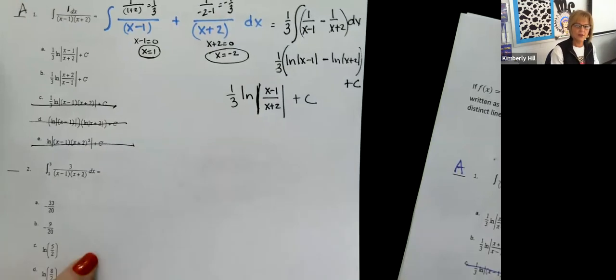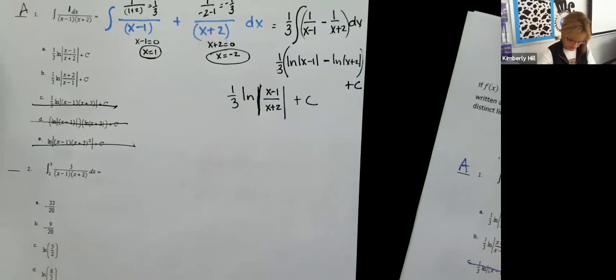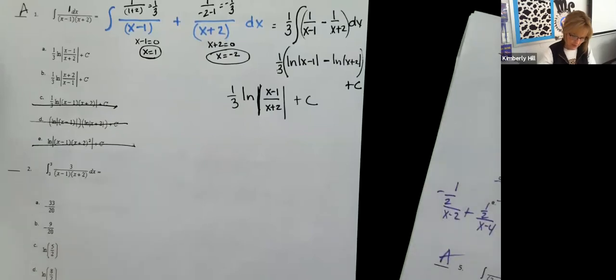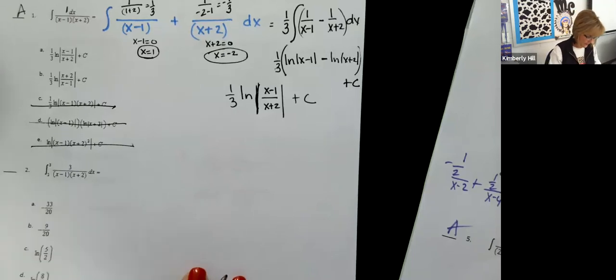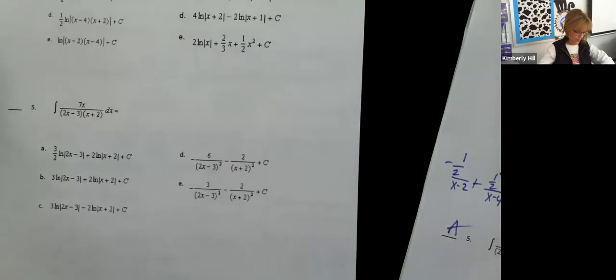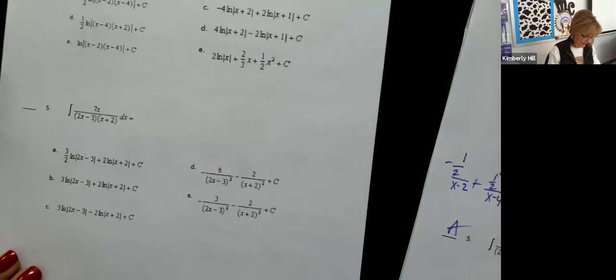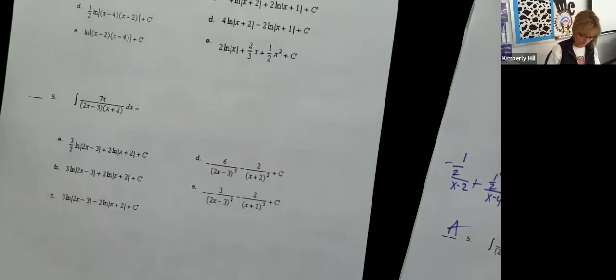Okay, let's look at one that doesn't come out quite so nice and neat, because it's not necessarily always just u prime over u every time. So let's look at number 5. Look at number 5 because we're almost done. And this is where we'll end.